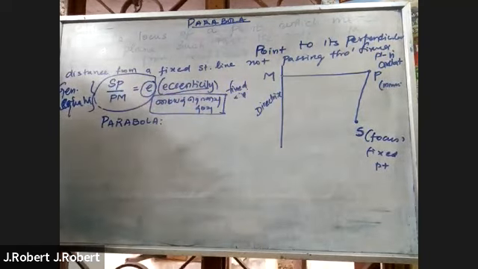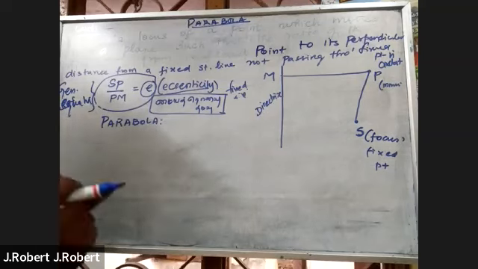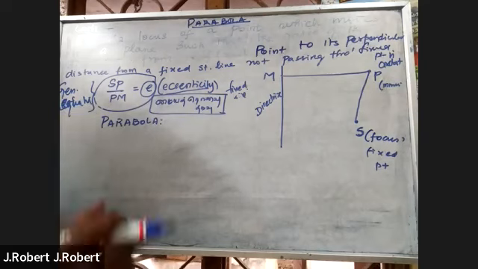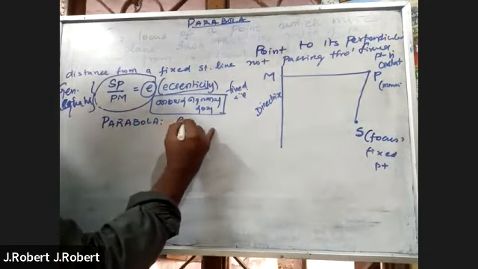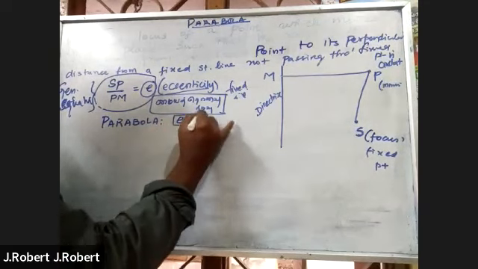This is the ratio of the distance from the moving point to the fixed point, that is, SP by PM is equal to E. E is called eccentricity. Depending on E, I can classify each and every conic. First one, if it is a parabola, your eccentricity is equal to 1.